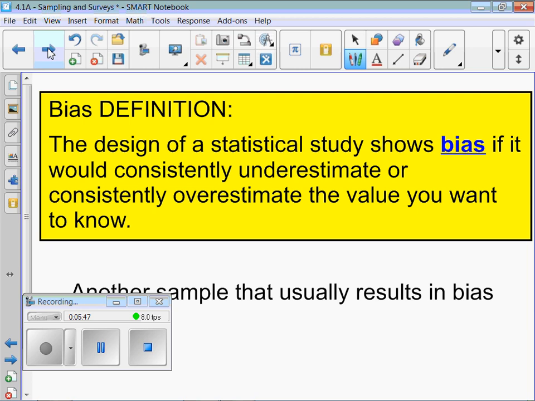That's when you consistently underestimate or consistently overestimate the value you want to know. So if you just do a simple survey and then you do another survey, you're going to always get a little bit off. But hopefully you're going to get overestimates and underestimates if there's no bias. But if you do a convenience sample, you're probably going to get bias. And we'll talk about another one here.